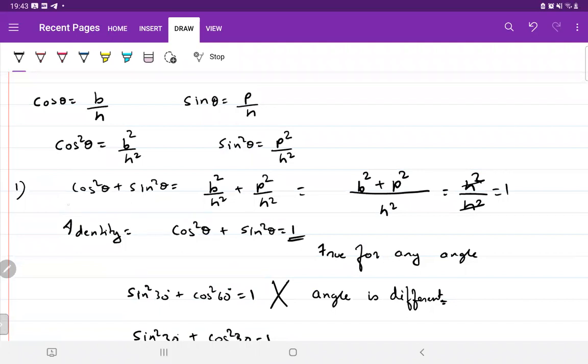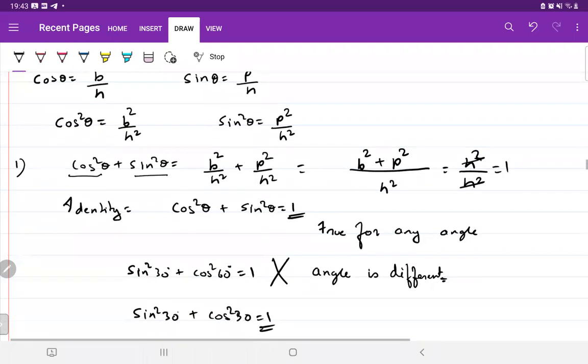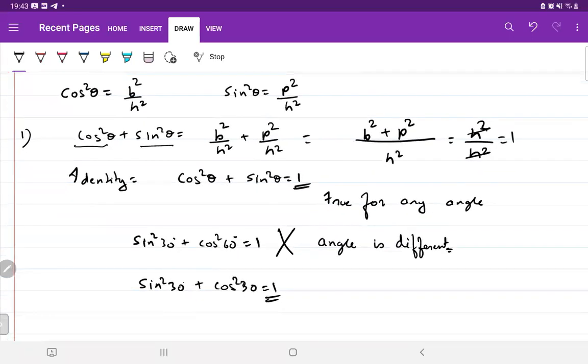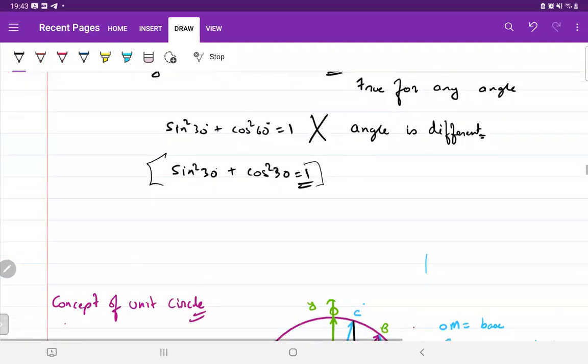So if we see the value cos square theta plus sin square theta, if you put the values, we will get t square by h square plus b square by h square. It is only possible when the angle is same. Yes, this is your identity. This is your one identity.